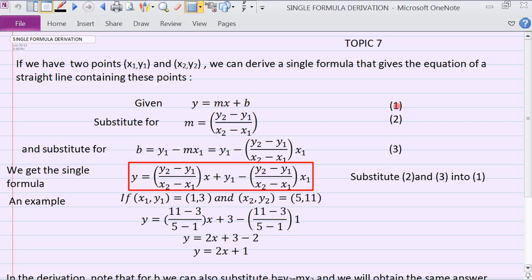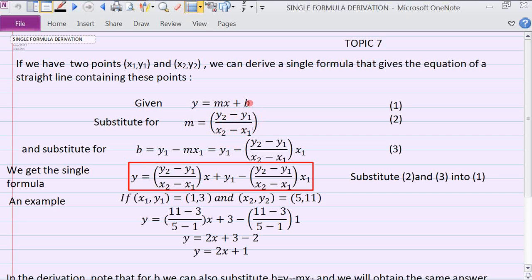So we call that 1. Now, what we could do is realize that M is the difference in Y's over the difference in X. So now we could substitute for M with this formula. So that's one thing we can do.